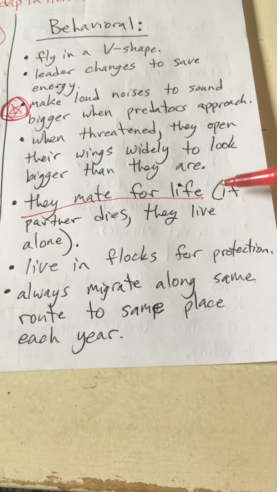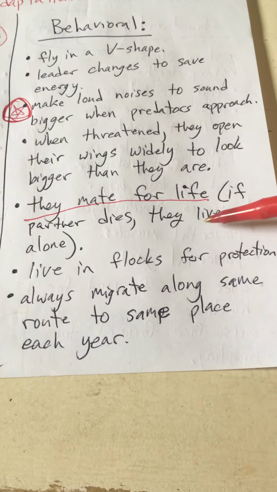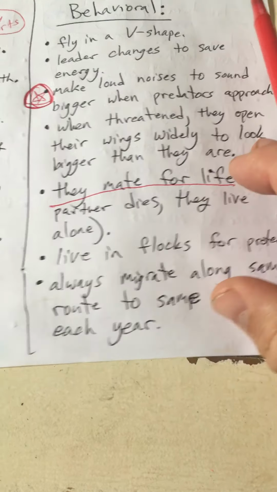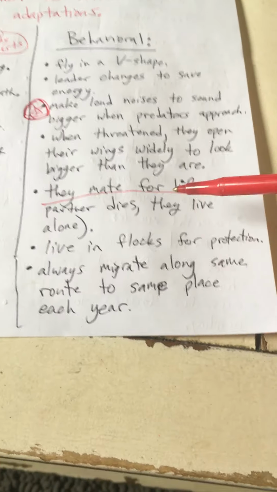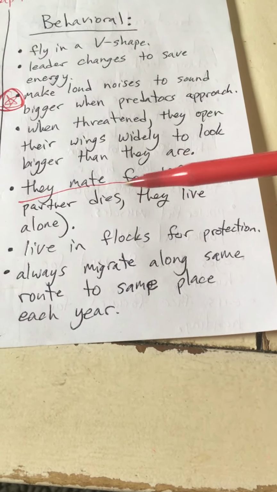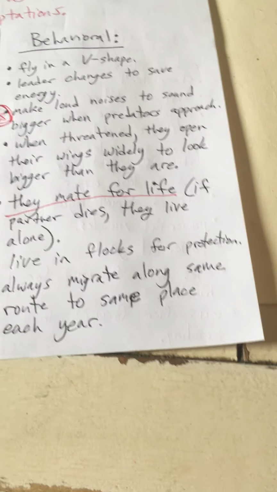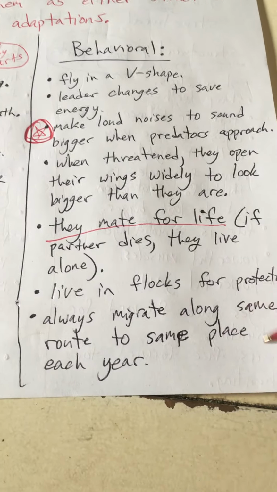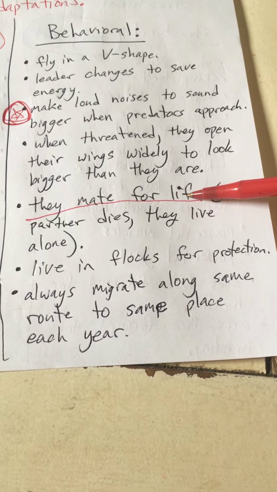So if you ever find a Canada goose that is by itself, its mate has died, right? And that has helped them to be able to survive. They stay with the same mate over and over again, and it guarantees that they're going to be able to mate again the next year.